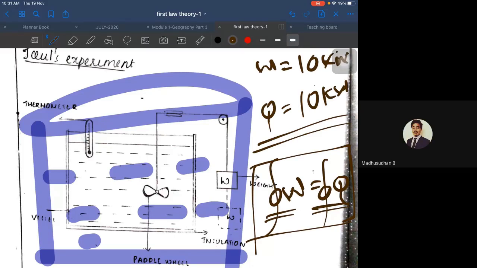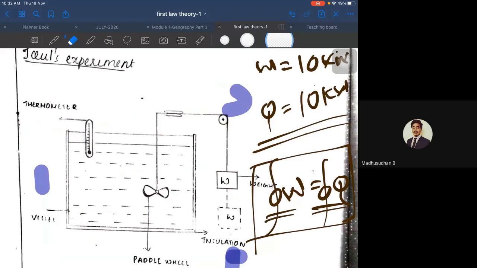Yes, Hashir? Cyclic integral of work is equal to cyclic integral of heat flows. That's it. Abdul Rahim. Yes, sir. So, what do you mean by cyclic integral of work is equal to cyclic integral of heat flows?